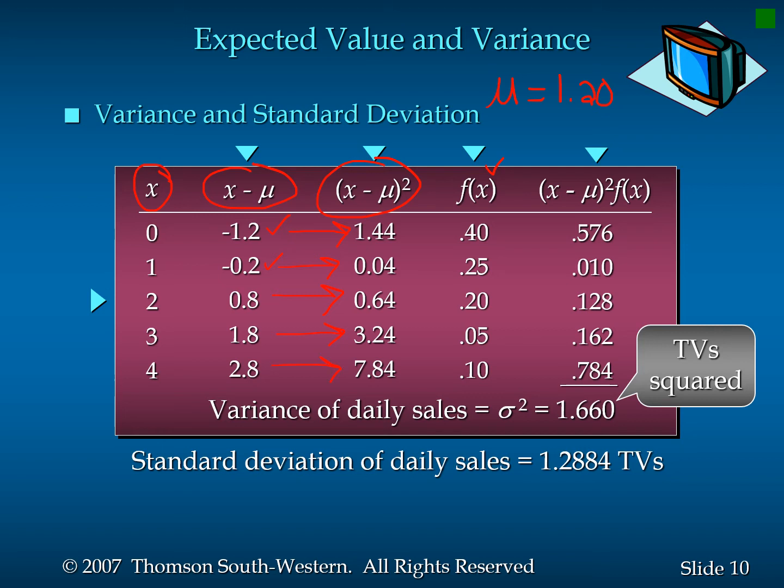Now, once you've got your squared column, you take each of these numbers and multiply by those same probabilities again. So it'd be 1.44 multiplied by 0.40 gives you 0.576 and so forth. I'm just going to make a note that you multiply these. Once you get everything multiplied, you simply add them up. This number here, sigma squared, is called your variance. Then to get the standard deviation, you simply take the square root of 1.66, and that gives you about 1.28. That's how you would get your standard deviation.